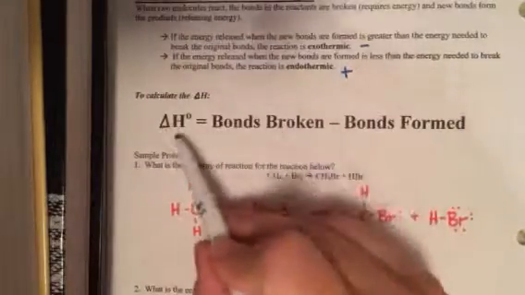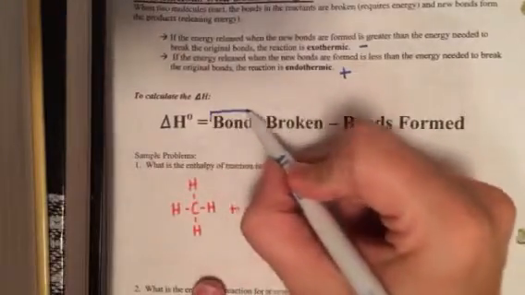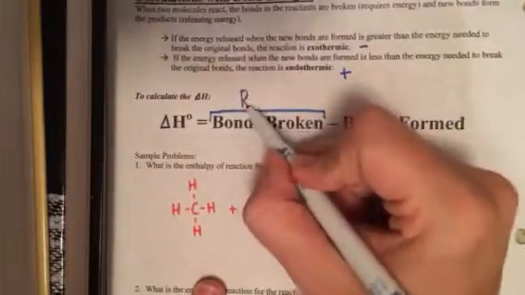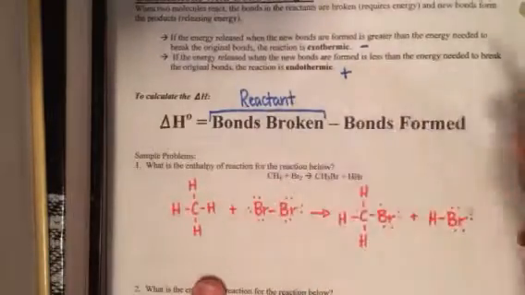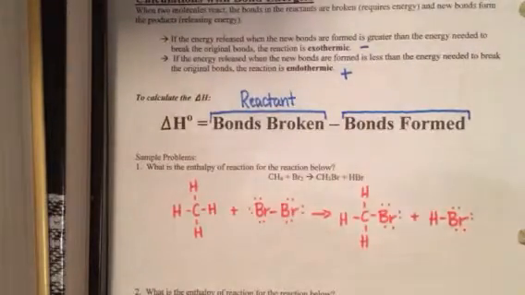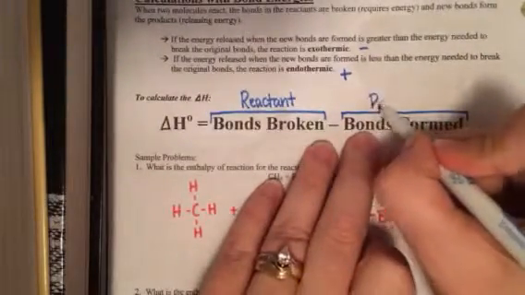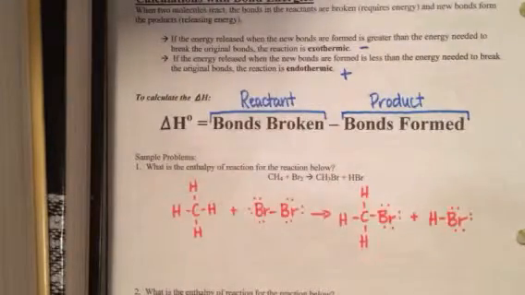So again, the equation says delta H equals the bonds broken minus the bonds formed. Remember, the bonds broken are on the reactant side because we're going to be breaking bonds of all of the reactants, and then we'll be subtracting the energy that gets released when the new bonds are formed, which would be on the product side. So please commit to memory that this is the time when delta is actually reactant minus product instead of product minus reactant.